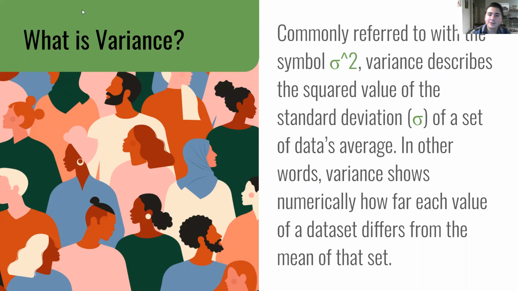Variance, which is usually referred to with the lowercase symbol of sigma squared, mathematically means it's the squared value of the standard deviation of a data set. Now, to put that in English, that means that variance is a numerical value that represents how far each amount of data you have from a set differs from the average of that set.